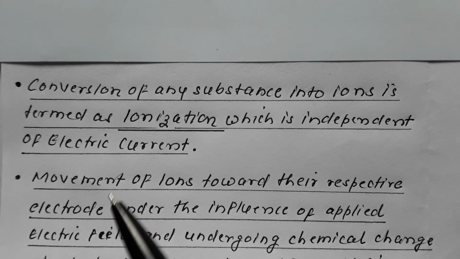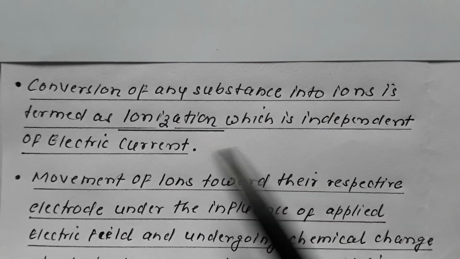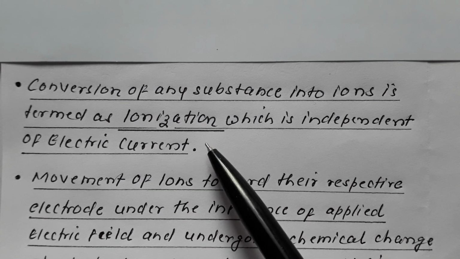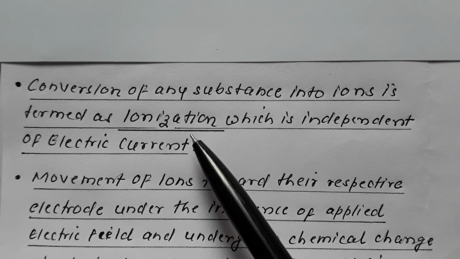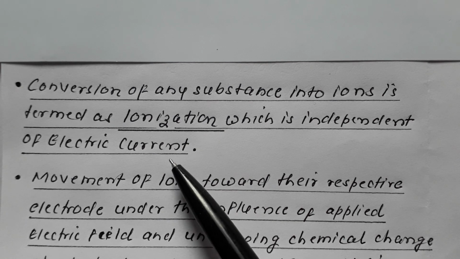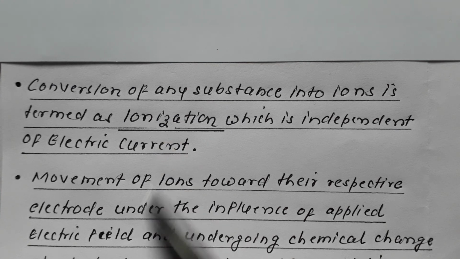Now remember, conversion of any substance into ions is termed as ionization, and it is independent of the electric current. Those substances which can ionize will ionize irrespective of the electric current passed through the system.